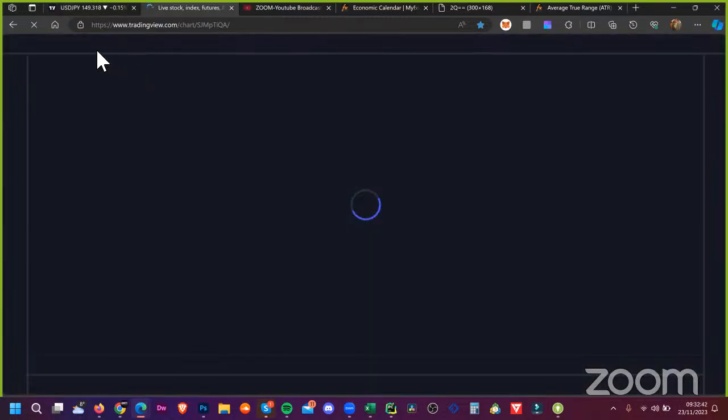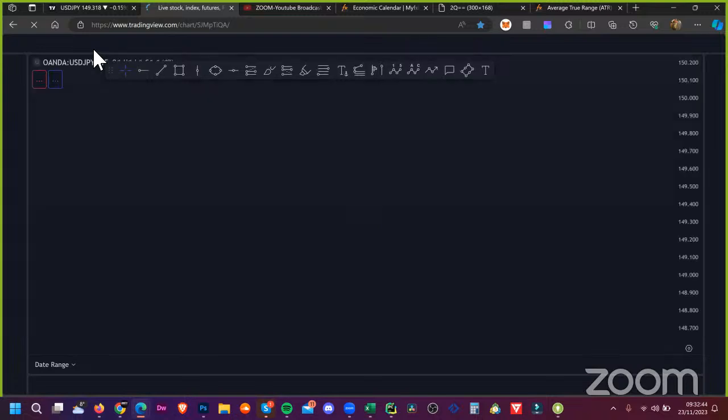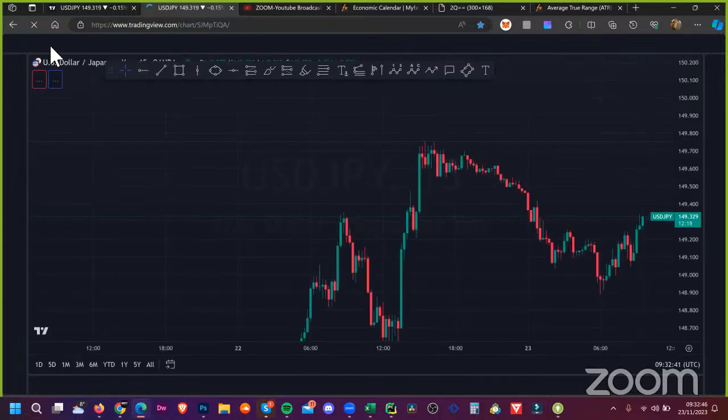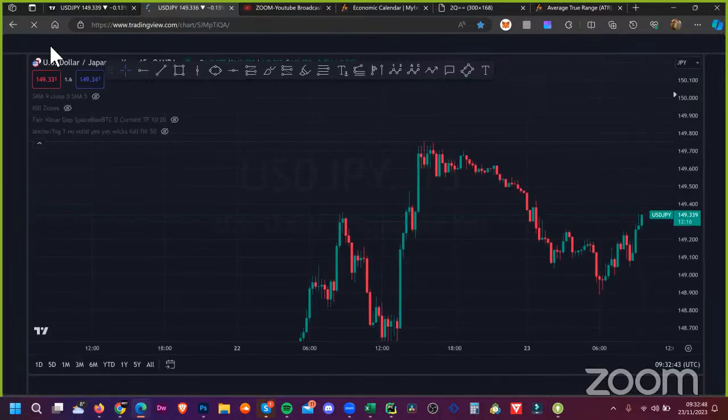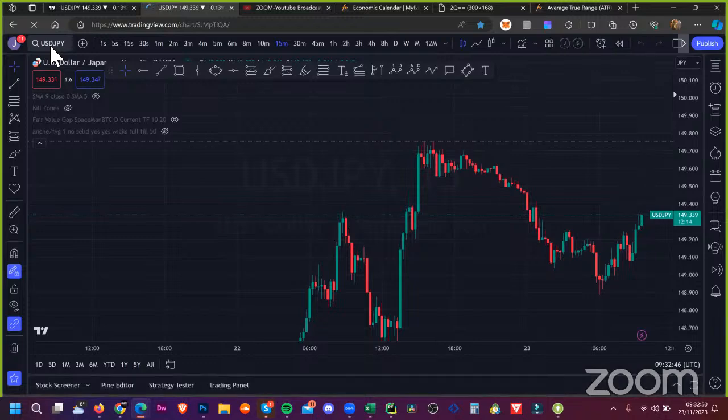Let's have a quick look at the Japanese yen index, all right, guys, which is the JXY. Call it whatever you want to call it, JXY.